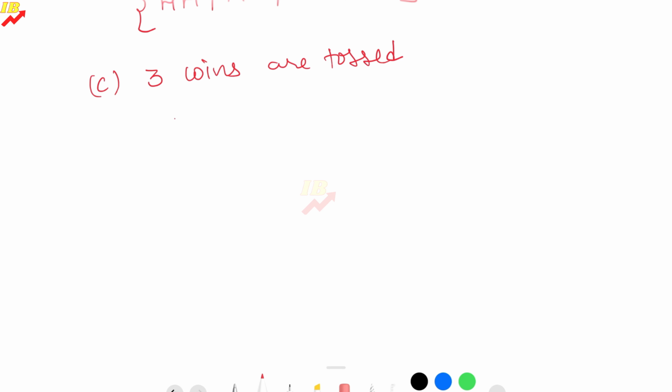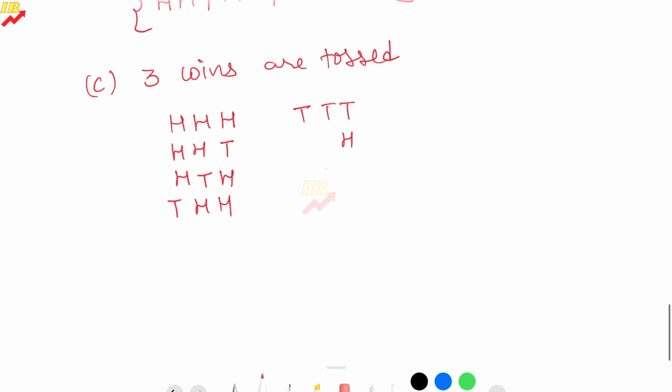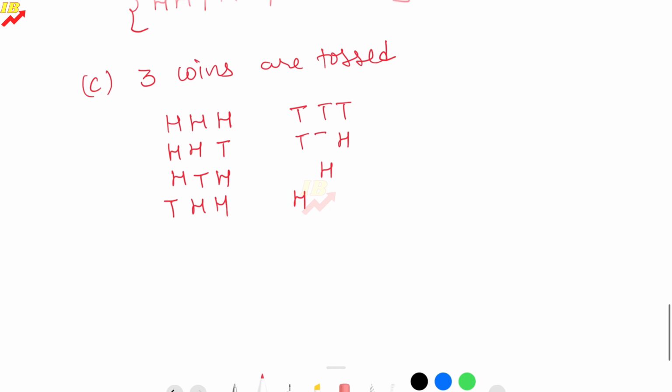So firstly, write head, head, head. Then take the diagonal and write T, T, T. And in the leftover places, you write H. Now, again, you try it with the tail, tail, tail. So this is tail, tail, tail. Now in the diagonal, I'll be putting head like this, and in the leftover places I'm putting T.